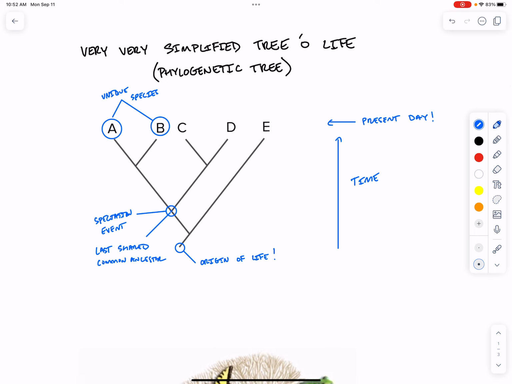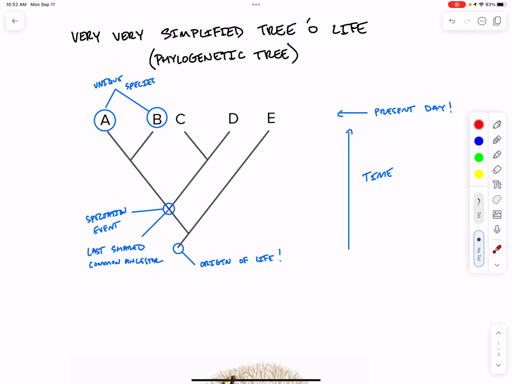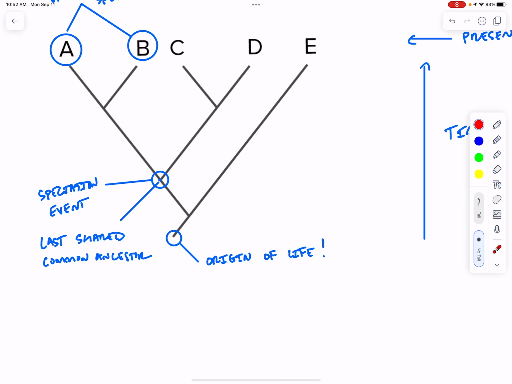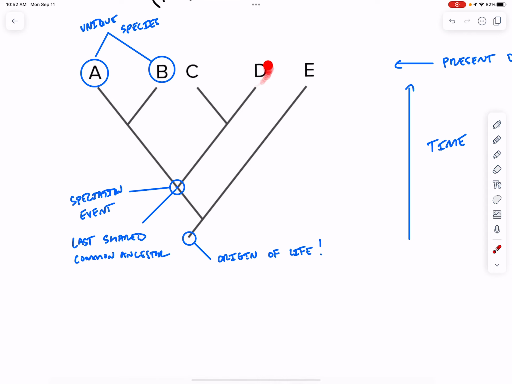Okay, so we can use this tree to determine evolutionary relationships between all of these different organisms. So A and B are very closely related to one another, and C and D are very closely related to each other. And C and D are more closely related to A and B than they are to E, because if you look back at their last shared common ancestor, C and D shared a more recent common ancestor with A and B than they did with E. Their last shared common ancestor between all of these four with E is all the way back here in time.